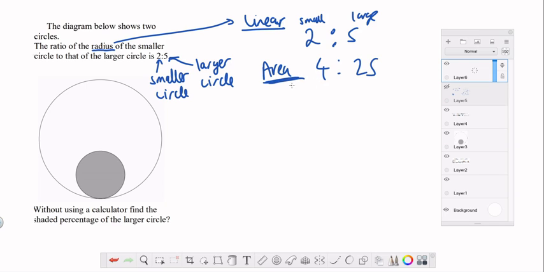So what does that mean? That ratio 4 to 25 represents the area of the smaller circle to that of the larger circle, right? We're talking about area.